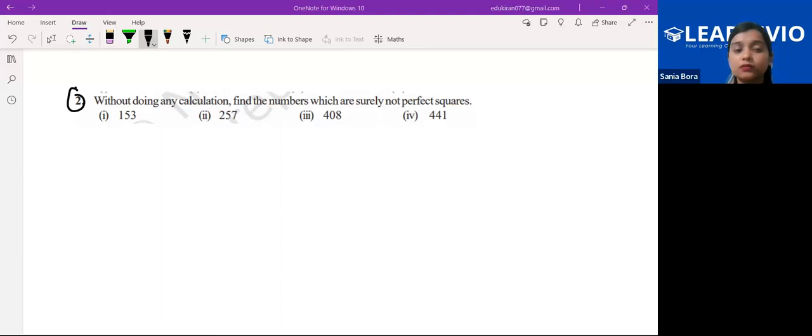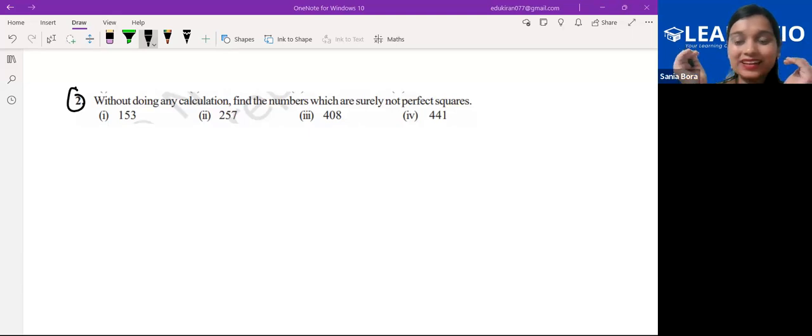If the ones place digit is 2, 3, 7, or 8, then it is not a perfect square. But for the last one, it's 441. No, the last digit is not 2, 3, 7, or 8. So, ma'am, how is it not a perfect square? It's asking, yes ma'am. It's a question, right? Naisha, just read the question. Without doing any calculation, find the numbers which are surely not perfect squares.